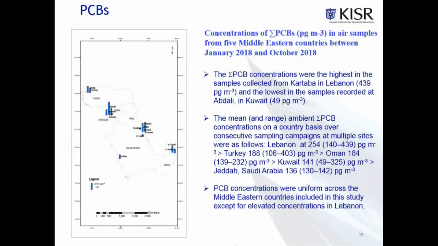In the case of PCBs, we are talking here about non-dioxin-like PCBs. The concentrations were the highest in the samples collected from Kartawa in Lebanon and the lowest in Abdelli in Kuwait. The concentrations were as follows: Lebanon 254, Turkey, then Oman, and then Kuwait, and the lowest concentration was found in Saudi Arabia. The concentrations were uniform across the Middle East countries, including this study, except for the elevated concentration in Lebanon.